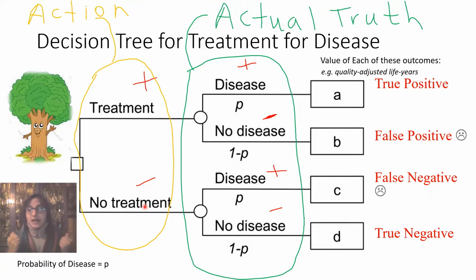So these are the set of outcomes. Here A is the value of a true positive, B is the value of a false positive, so this is an error. C is the value from a false negative, and D is the value from a true negative. So these are the actions given the actual truth. And this is a decision tree because we are taking an action at this point here. We're deciding, are we going for treatment or are we not? And that's based on what underlying assumptions we have at that moment and what our risk tolerance is for false positives versus false negatives.